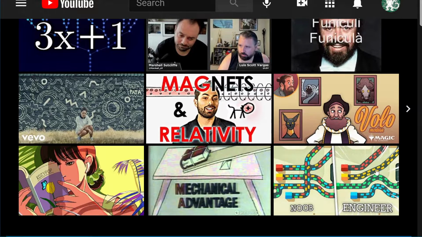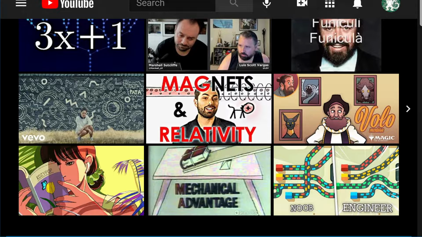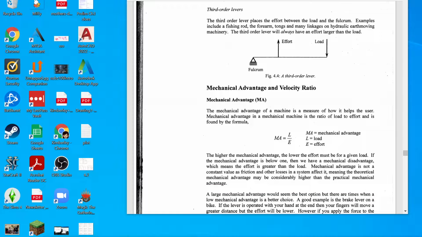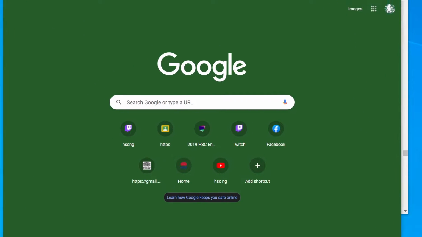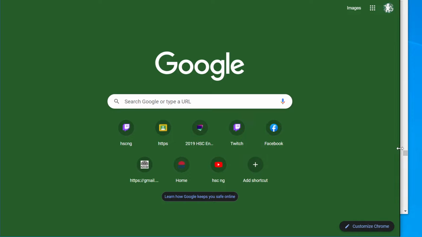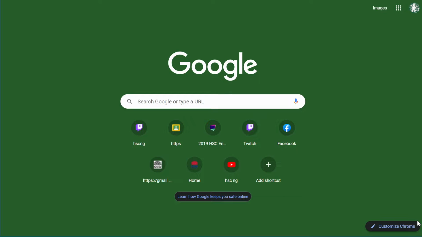This thing's exciting. Mini Motorways. Okay. Wait, I wanted that there. Okay, sorry about that. I did want that there because this is the right size for my OBS. I forget these things sometimes. Okay, there we go.